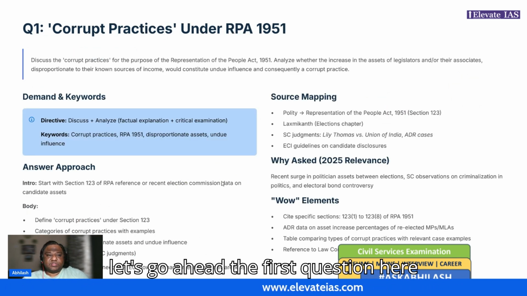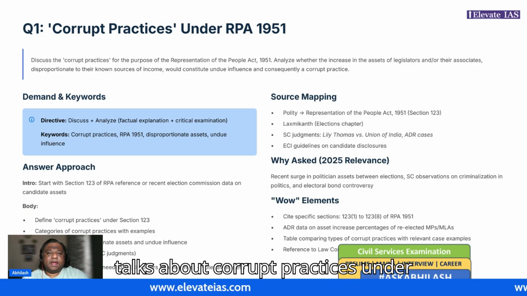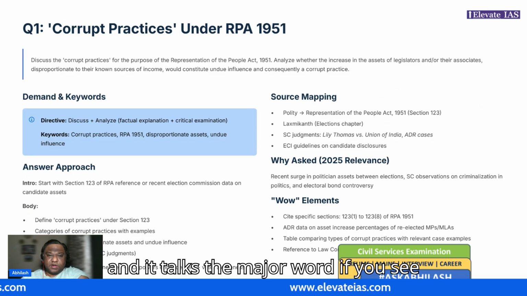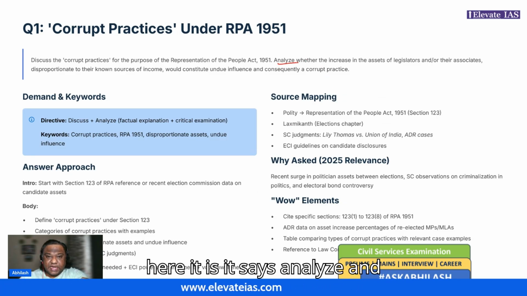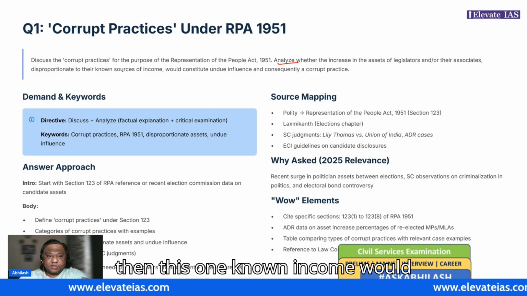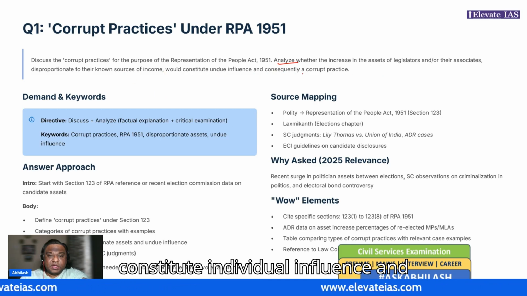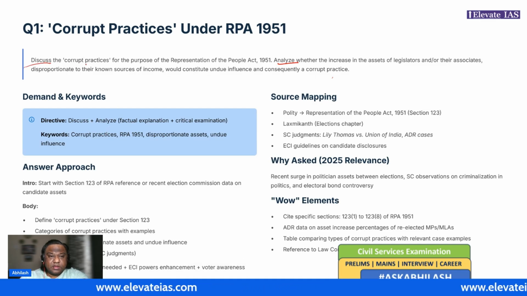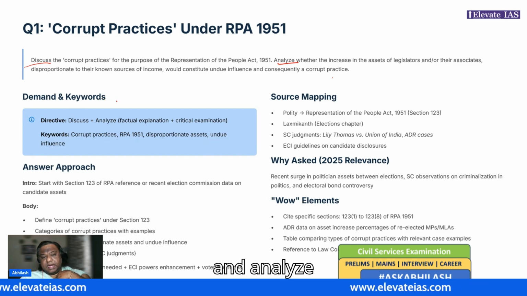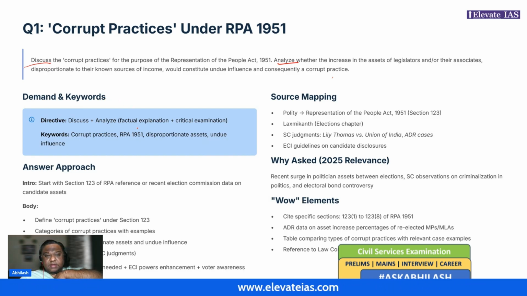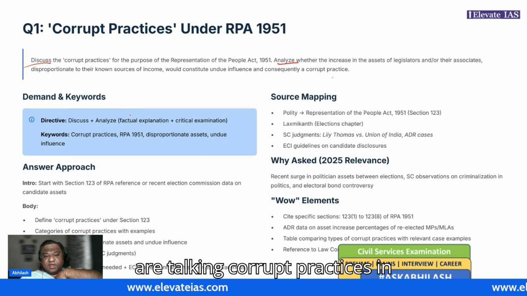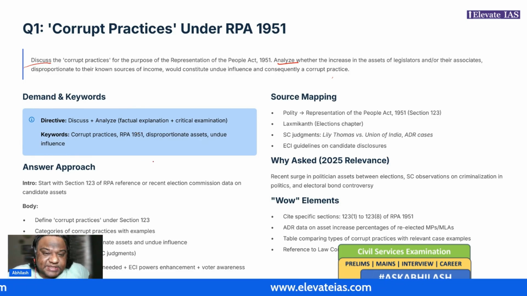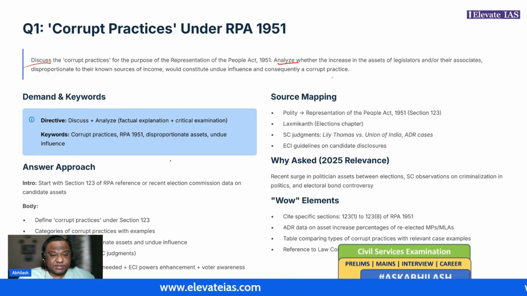Let's go ahead. The first question here talks about corrupt practices under Representation of People Act 1951, and it talks about the major word. If you see here, it says analyze, and then unknown income would constitute undue influence and a corrupt practice. The directive words are discuss and analyze, and you have to see in which area they're talking. Corrupt practices in RPA 1951, disproportionate assets, and undue influence.